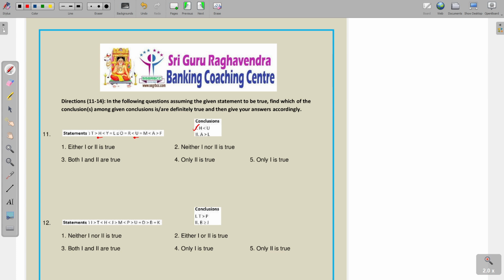A greater than l. So before a and after a there are two opposite symbols. So see, L here and also L here, starting from L. So L less than or equal to O, that is R, less than u equal to m less than a. Clear? The second one definitely follows. So what is the answer here? Question number 11, both 1 and 2 follow. Option 3 is the answer.